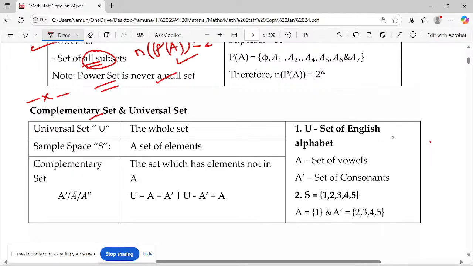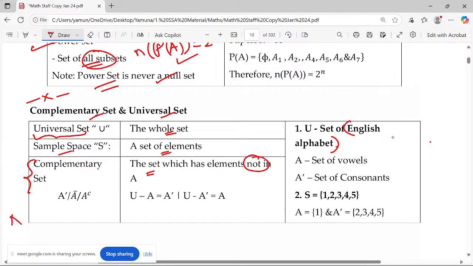Complementary set and universal set. Universal set means it's a whole complete set. If I talk about English alphabets, we'll call this the universal set because only these 26 alphabets are present in this set. Sample space: you take a few elements from the universal set, or it may be the whole set also. Complementary is the set which has elements not in A.